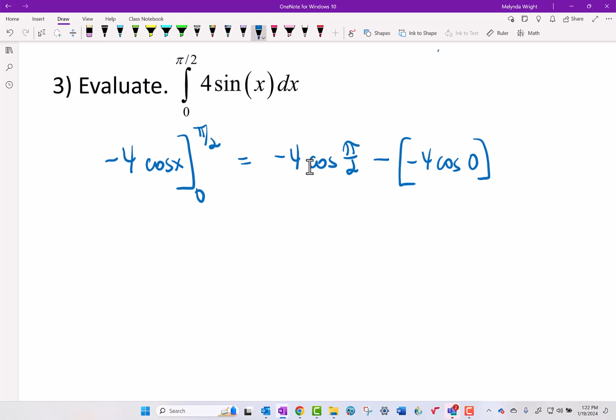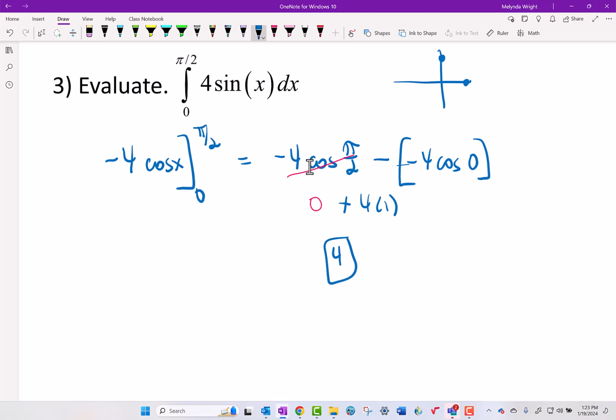Okay, unit circle values, still important. So let's think about our unit circle. Pi/2 is right here. What is cosine of pi/2? It's 0. So this is 0. Okay, that's easy. Minus, a minus minus. Are y'all okay if I put a plus? Minus minus is a plus, right? So what is cosine of 0? And 0 is right here. What is cosine of 0? 1. So it's 4 times 1, or 0 plus 4 is 4. My answer is 4.